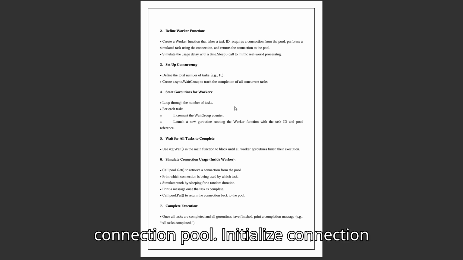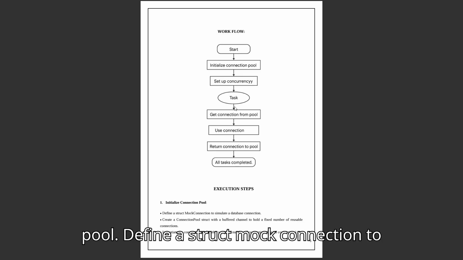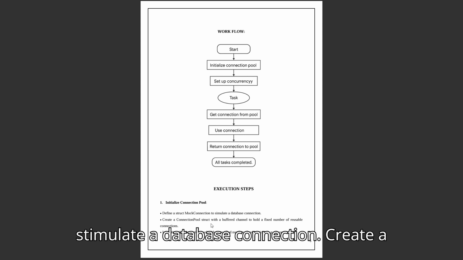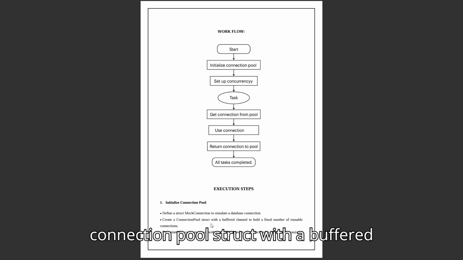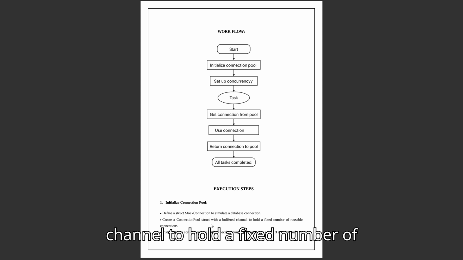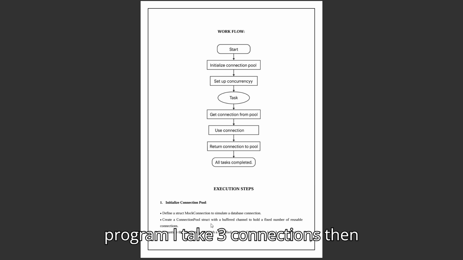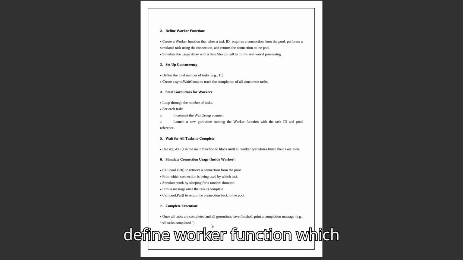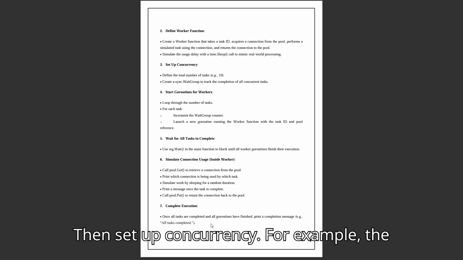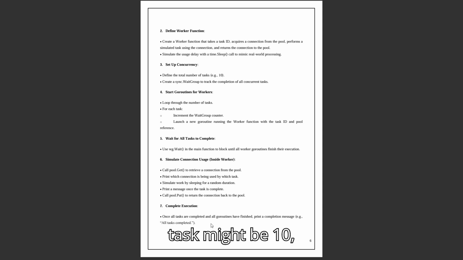Initialize connection pool. Define a struct mock connection to simulate a database connection. Create a connection pool struct with a buffered channel to hold a fixed number of reusable connections. For example, in my program I take 3 connections. Then define a worker function which has the task ID. Then set up concurrency. For example, the tasks might be 10.